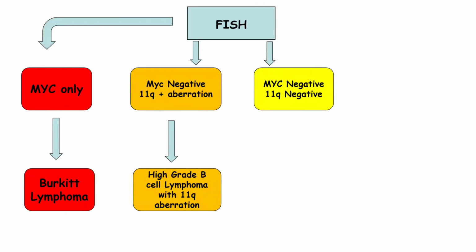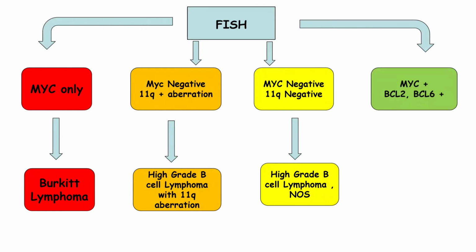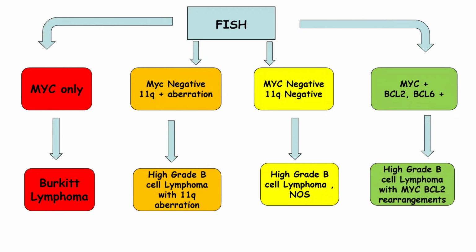Then we can have MYC negative and 11q negative, which makes it a high-grade B-cell lymphoma, not otherwise specified. And last but not the least, we can have MYC positivity, BCL2 and BCL6 positivity. If you recall, we call it a high-grade B-cell lymphoma with MYC BCL2 rearrangements, and it can be seen as a double expressor on morphology with IHC. So these are the four possibilities of FISH when we see this kind of morphology.